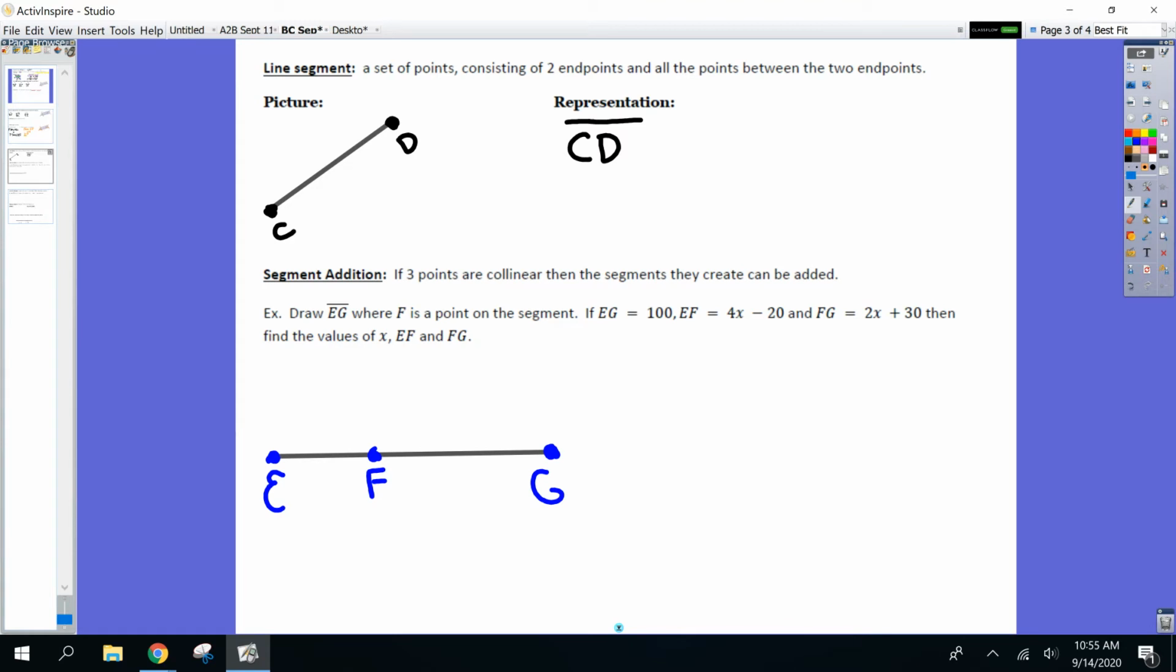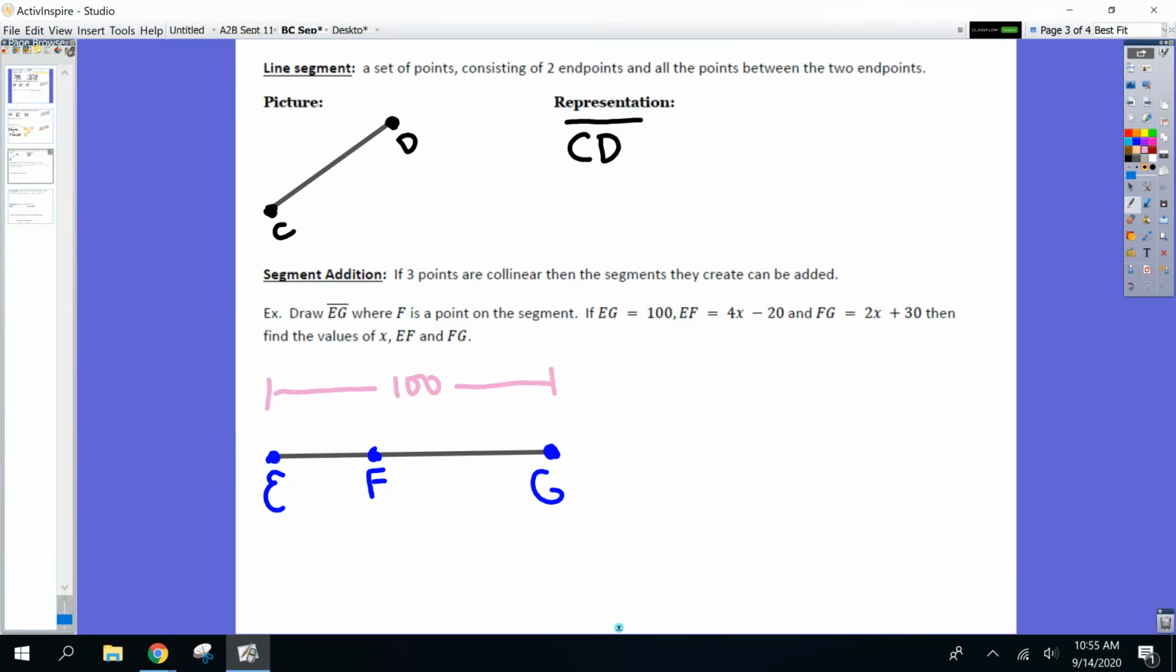Okay, here we go now. Couple new things. EG. Do you see how there's no symbol above this EG? That is telling me when I remove the symbol, that's the length. Okay, when you remove a symbol from anything, that's telling you the length. So this whole line segment, however you want to write it, is 100 units long. So remove the symbol from above, it's telling you the length.